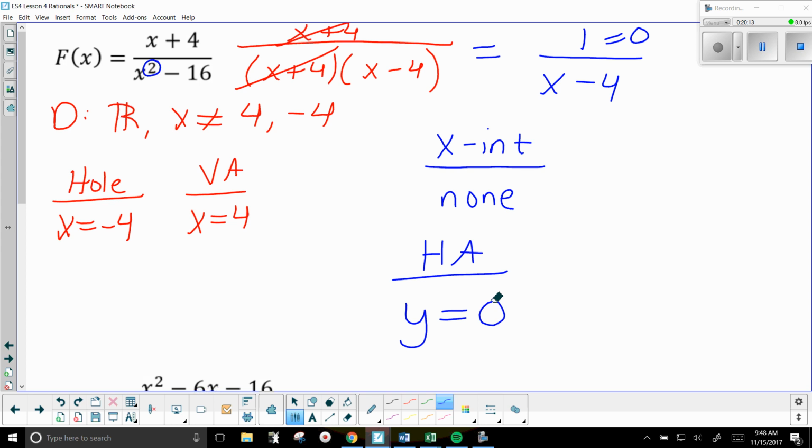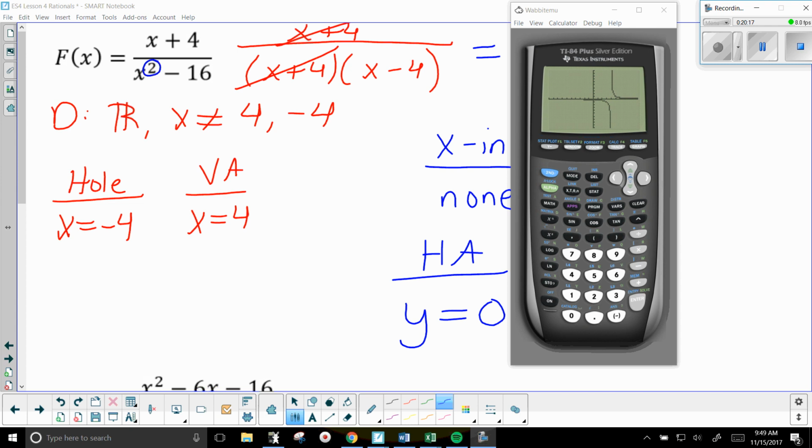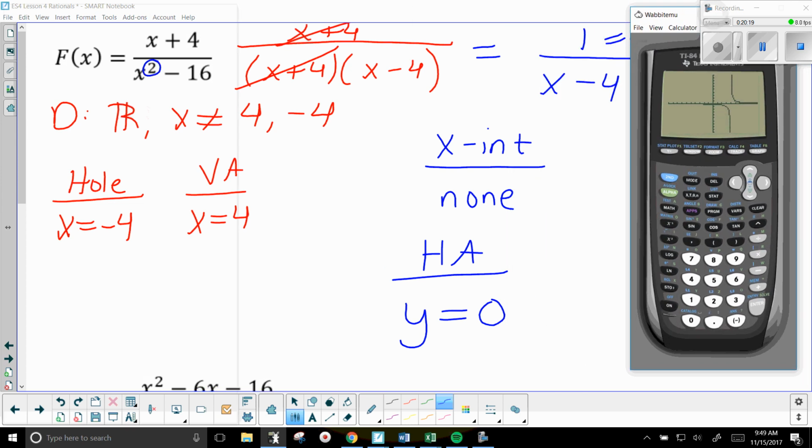So here we can see our graph. Do we see the vertical asymptote at 4? Yeah. How can I check and see if the hole is correct? How do I plug it in? Trace. Trace -4. And it says y is blank. So we're good there.